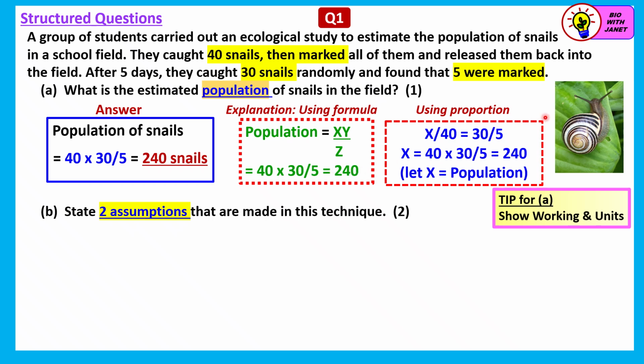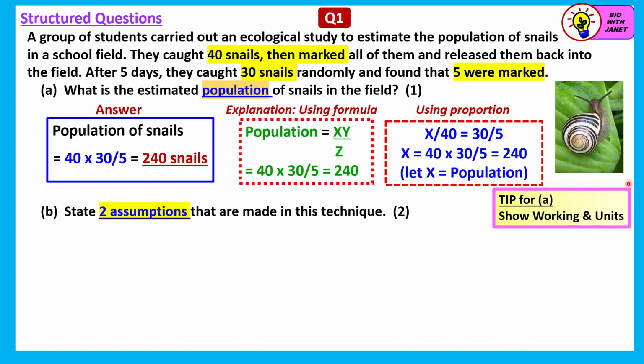Or if you forgot the formula, then just remember this. Total number of snails is, let's say, X, over all the marked snails in the habitat, which is 40, equals this proportion. In the second capture, out of 30 snails, 5 were marked. So this equals this. And so X equals, you bring this over to the right hand side, so you get 40 times 30 over 5 equals 240. So even if you forgot your equation, you can still use the ratio method or proportion method to get your answer.